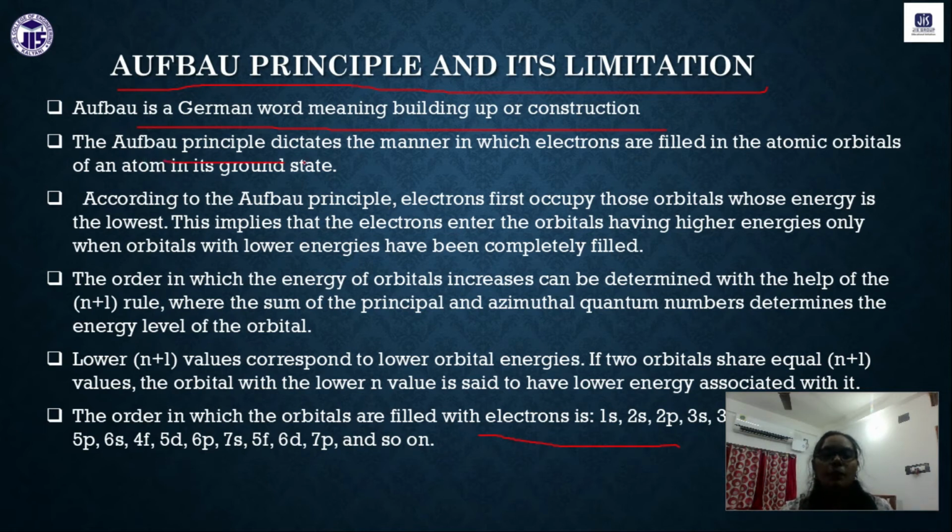You can know how many electrons will go in different energy levels. The Aufbau principle dictates the manner in which the electrons are filled in the atomic orbitals. According to the Aufbau principle, as I told, the electrons first occupy the orbital which is the lowest energy level. So first the lowest energy level, then gradually it will build up, with the lower energy levels completely filled. The order in which the energy of orbitals increases can be determined with the help of the n+l rule.